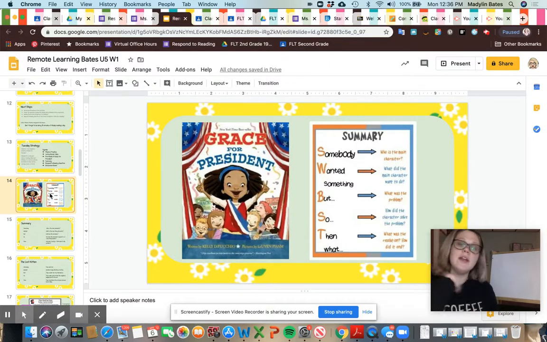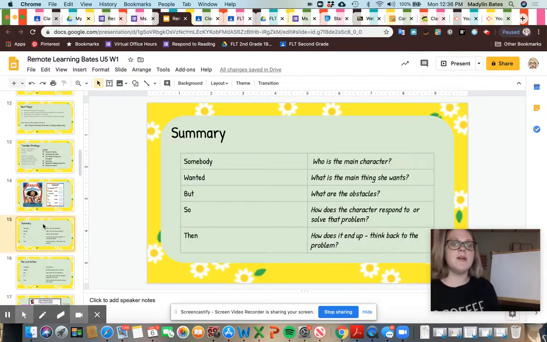We're going to be writing a summary. We want to think about these key points. We want to think about who is the main character, what is the main thing that she wants, what are those obstacles in her way, how does the character respond to or solve that problem, and how does it end up? We want to think back to the problem. Was the problem fully solved?